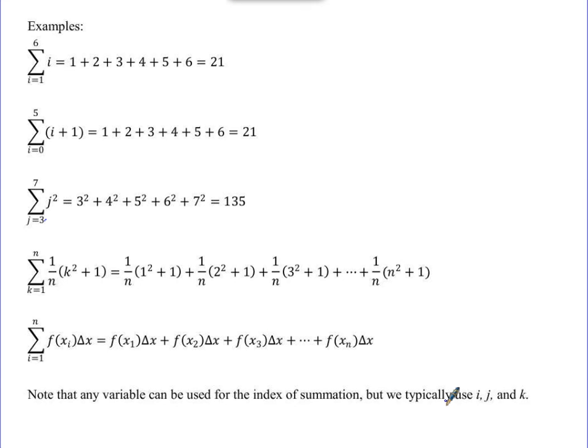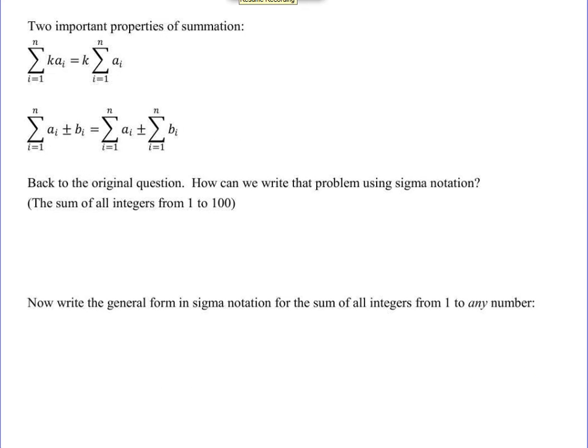Okay, any variable can be used for the index of summation, so you'll notice that I switched from i to j to k. You can use i and j and k typically, but they could be anything. It could be an m, an o, a p, whatever you want. Generally though, you're going to see i, j, and k, and most of the time in this class, you're going to see i.